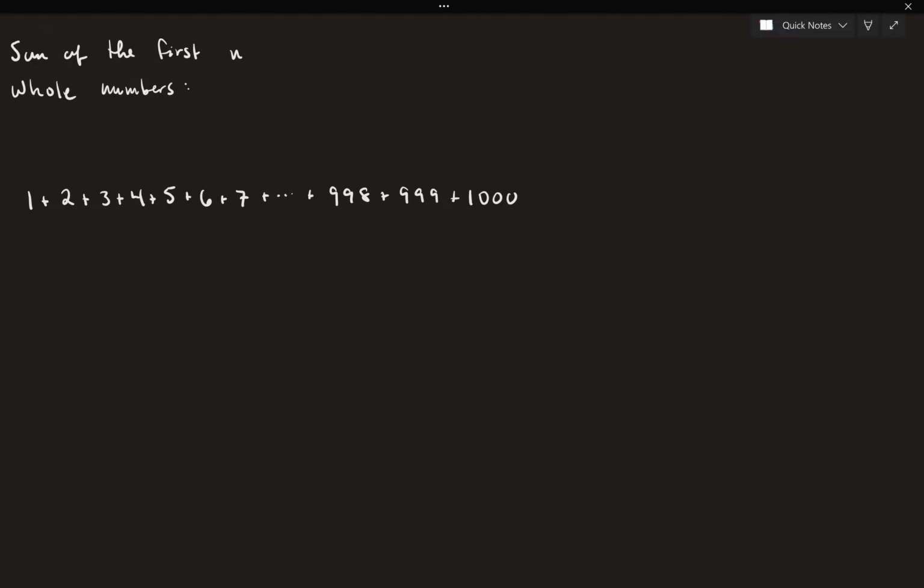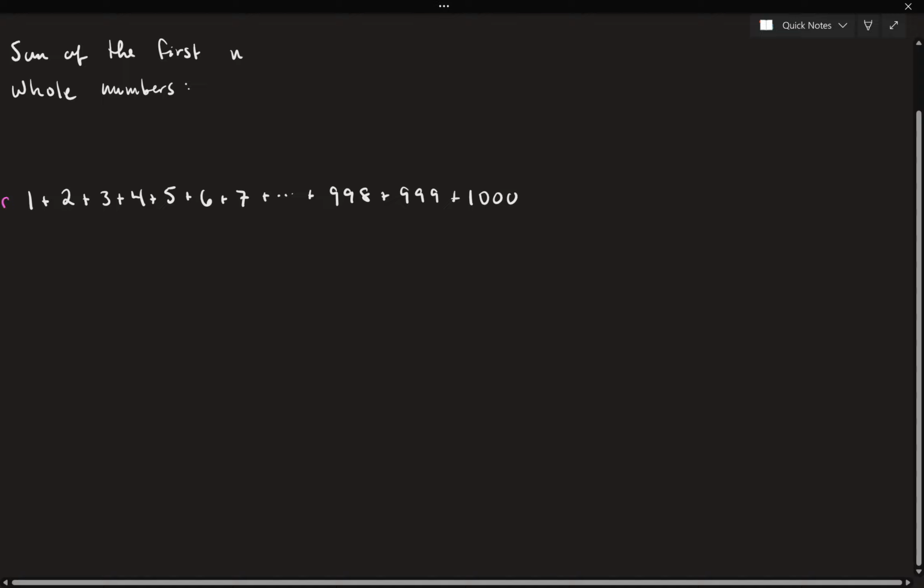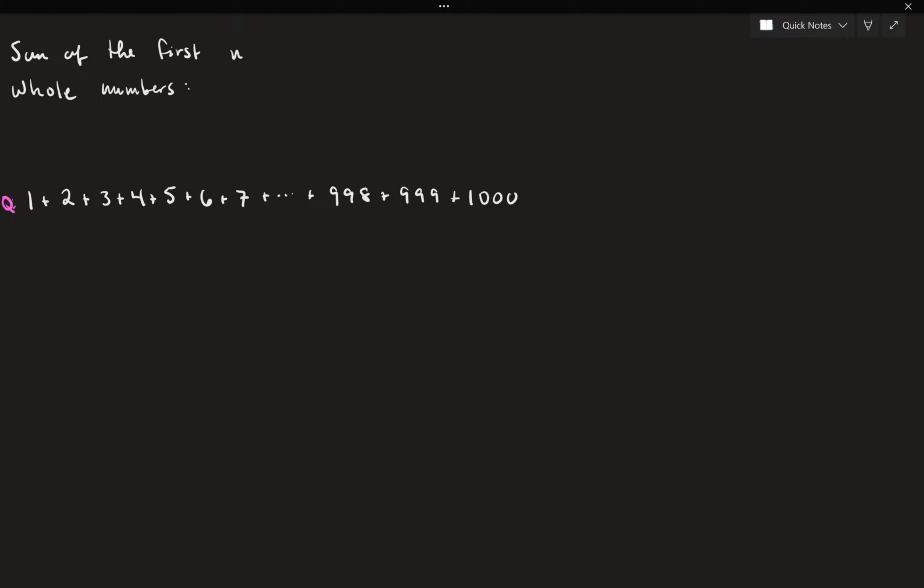I'd like to answer the question that you may already know the answer to, that you may know the formula for, but you probably don't know why it works. Let's say that I asked you to evaluate the sum of the first 1,000 whole numbers. Obviously, this would take forever to do with a calculator, so we need some better way to do it.